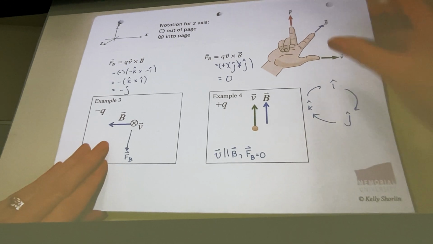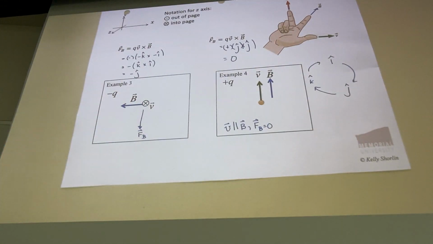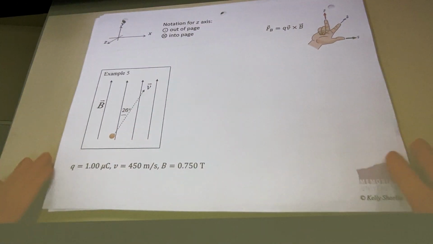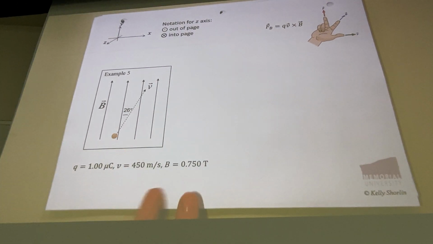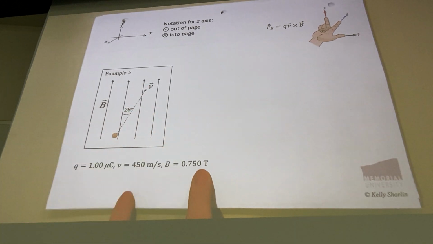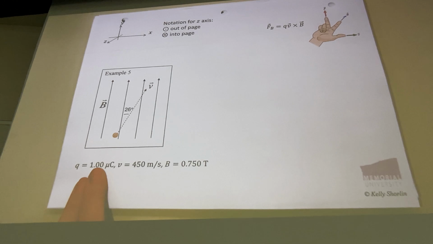Okay, so let's do an example with a little bit more to it than just the right-hand rule. So in this example, I have a charge moving in a magnetic field. Magnetic field has a magnitude of 0.75 Teslas. We see in the picture that it points straight up. My positive charge is moving with a speed of 450 meters per second, and it's at an angle of 26 degrees, and my Q is 1 microcoulomb.